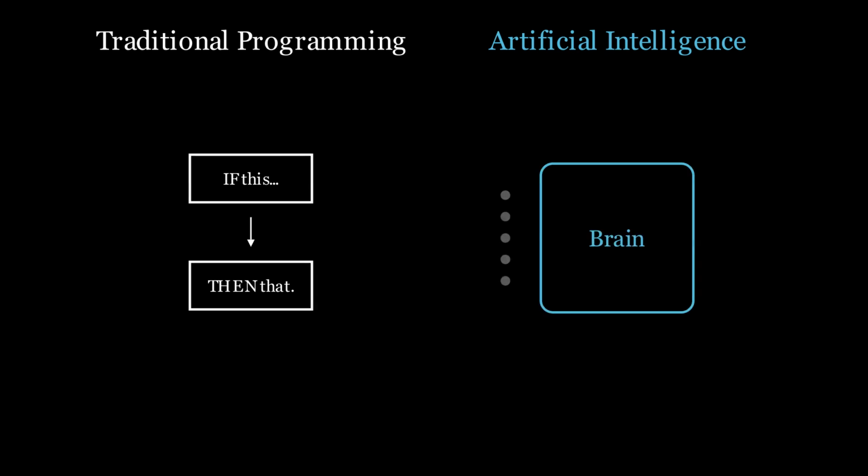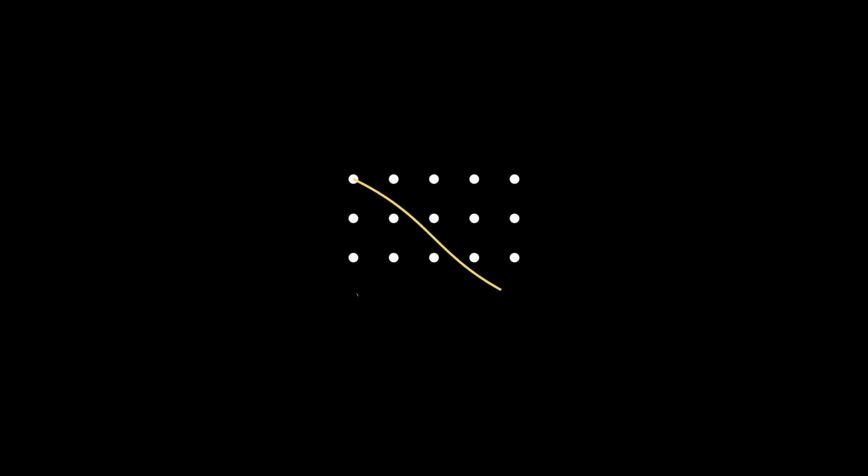But AI is different. Instead of rules, we give it a brain and feed it data. It learns patterns on its own. It's all about finding patterns. By looking at thousands of examples, it learns to connect the dots.